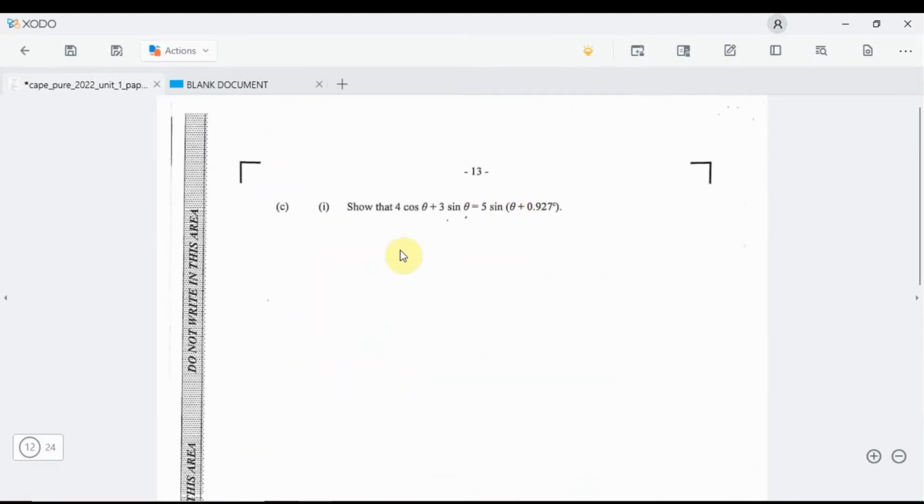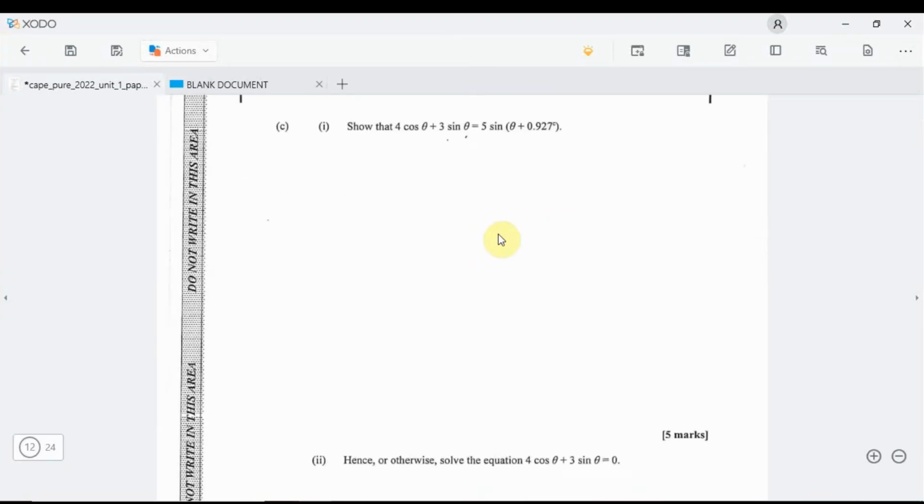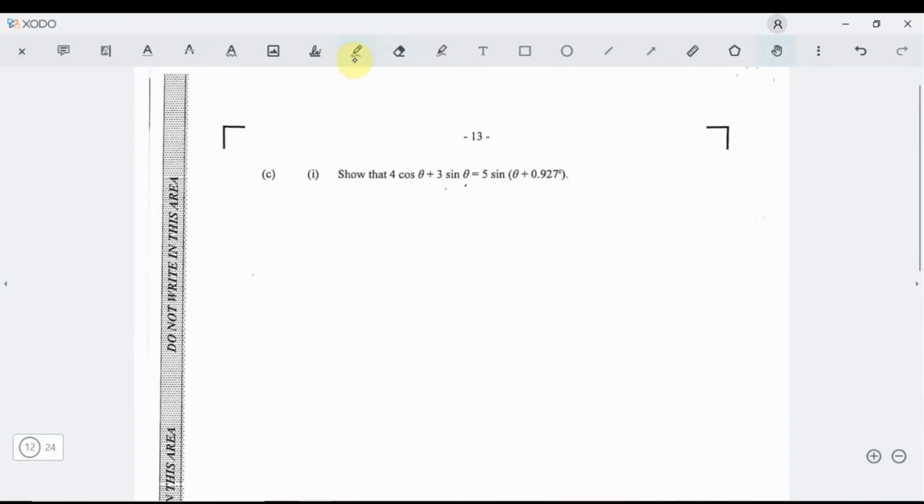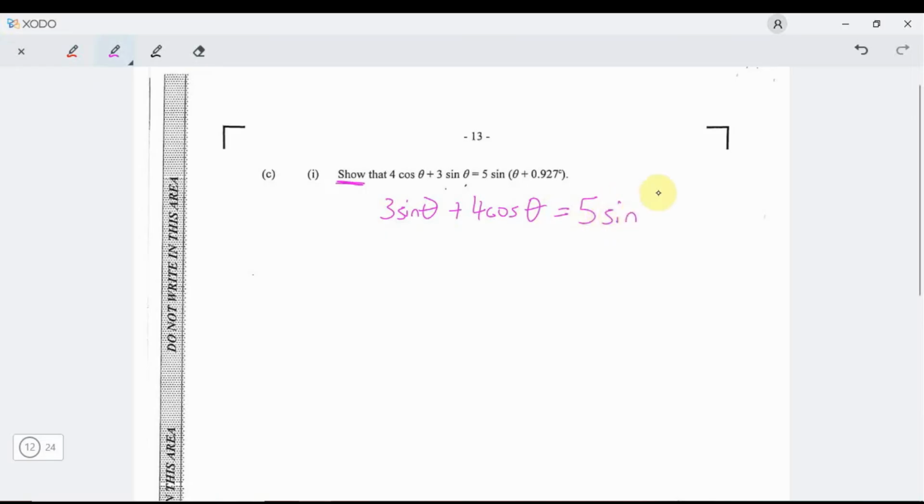Alright, this one says show that 4 cos theta equals this. It says show. So how I interpret this, many times, we know that it can be expressed in the R sine form, right? Typically, but because they say show, this is a different terminology. Typically what I always say is this: if you rewrite it, it is really 3 sine theta plus 4 cos theta, and it's equal to 5 sine in bracket theta plus 0.927 radians. Radians, alright?